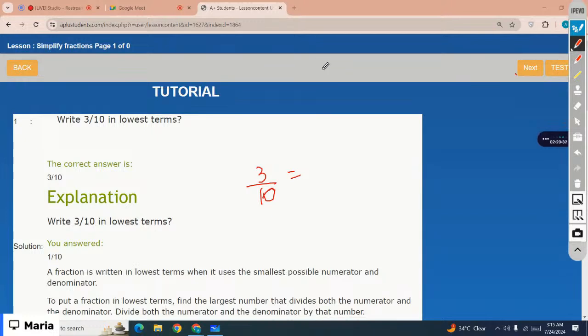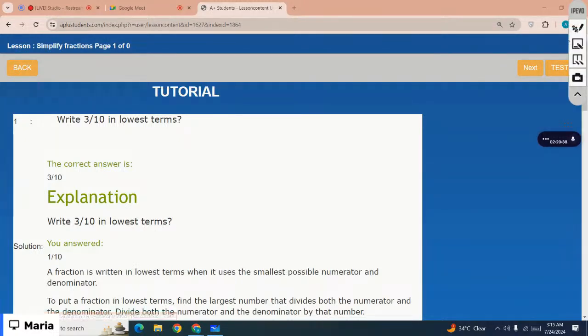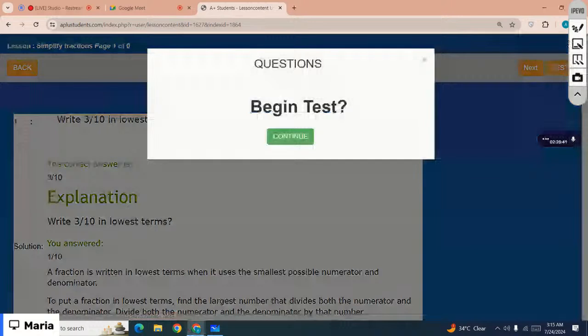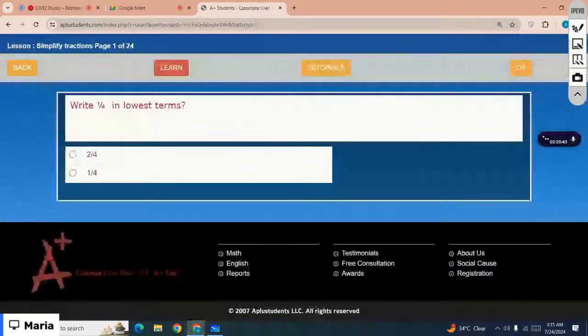No, we don't have any. So 3 by 10 is already in the lowest term, right? Let's just start with the test questions. Okay, write 1 over 4 in the lowest term. So which is the correct option?